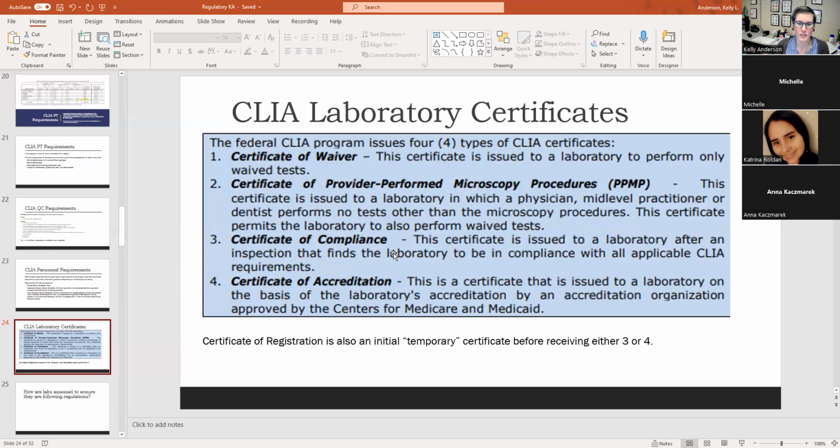And then there's certificate of compliance and certificate of accreditation. The certificate of accreditation is whenever you have accreditation through an approved organization, and compliance is when you are not going through an accreditation organization, which we're going to go into very soon. You're just going straight through CLIA, and then CLIA will come and inspect you. And then there is a fifth certificate, the certificate of registration. This is just a temporary certificate given to you when you open a new lab. You have that certificate for 2 years, and basically you have 2 years to be inspected to prove that you are up to code, and then you will either get your certificate of compliance or certificate of accreditation.